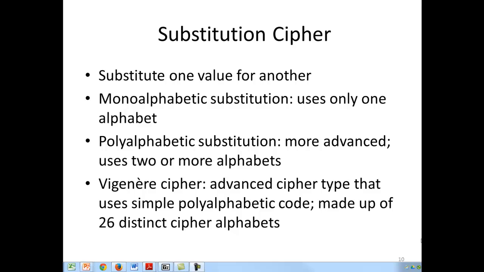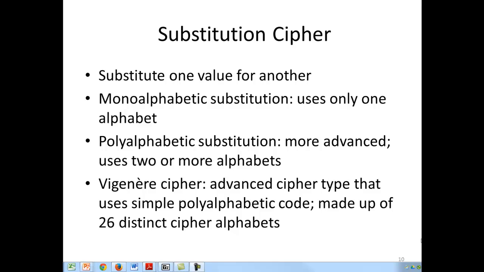And a weakness of a substitution cipher, by the way, is frequency analysis. If you can do frequency analysis with a large enough block of encrypted text, it's relatively easy to break a monoalphabetic substitution cipher, because the cipher letter only will represent one other letter, and therefore we can do a quick frequency analysis on it. It should be relatively easy to break. More advanced substitution ciphers use two or more alphabets and are referred to as polyalphabetic.